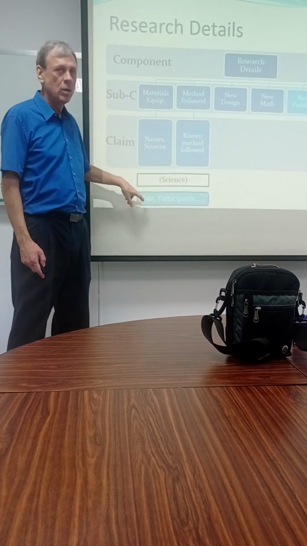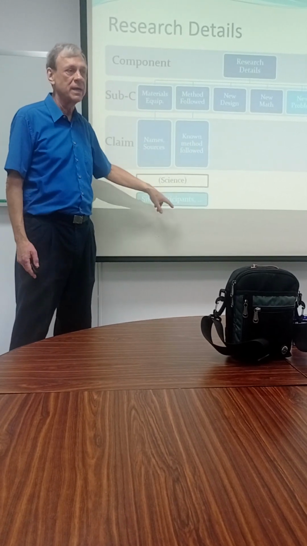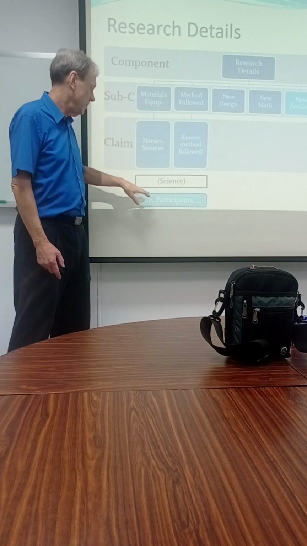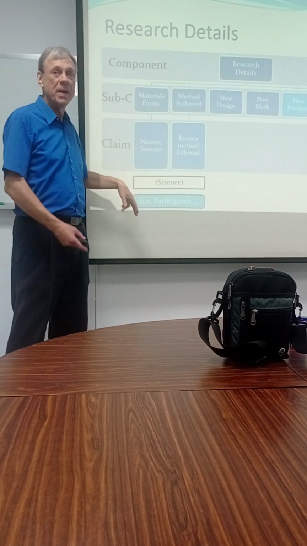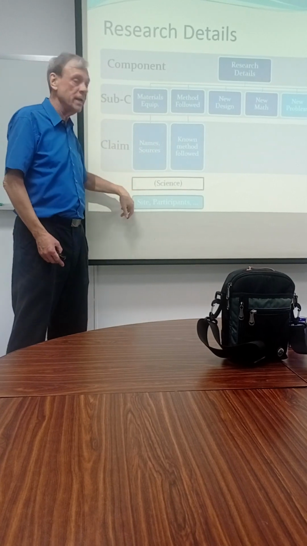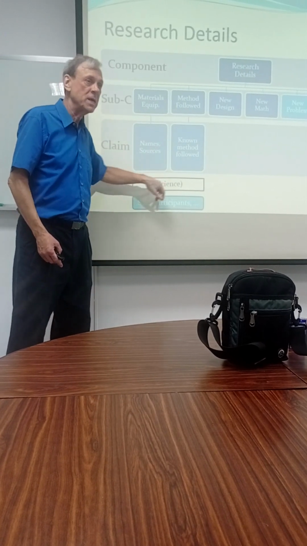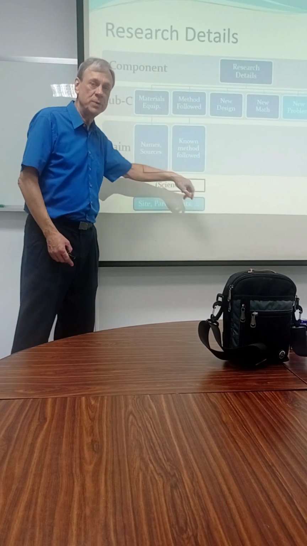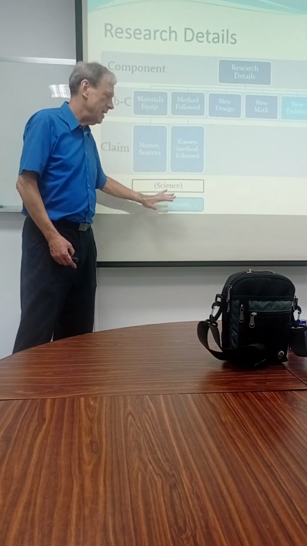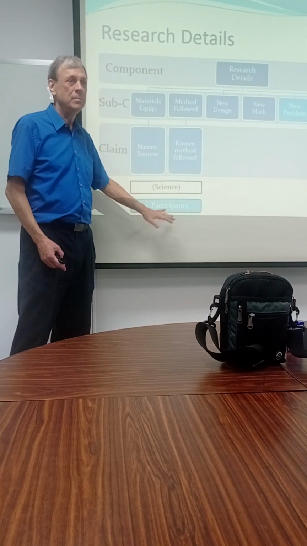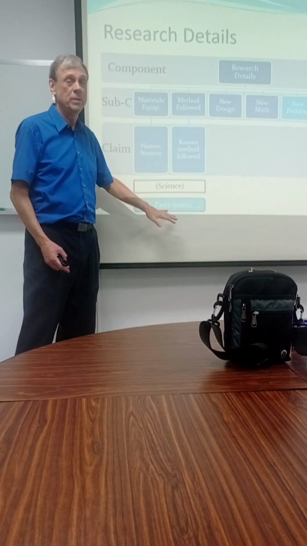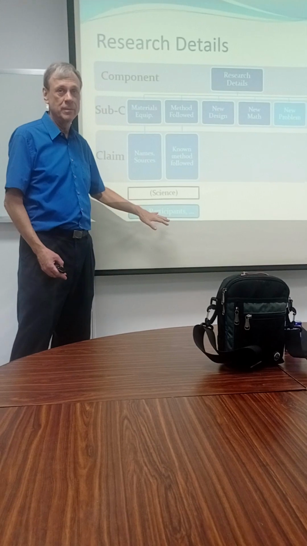Science may also have things like site or participants. If you have environmental work, it's dependent on where it is, the site. If it involves people, you have to say who the people were. Again, these are less common, but if they're important in your work, you have to put them in.